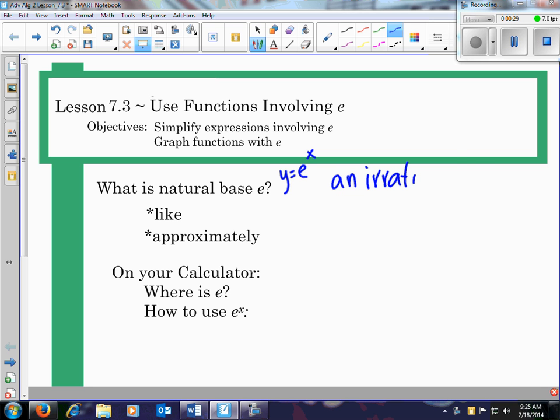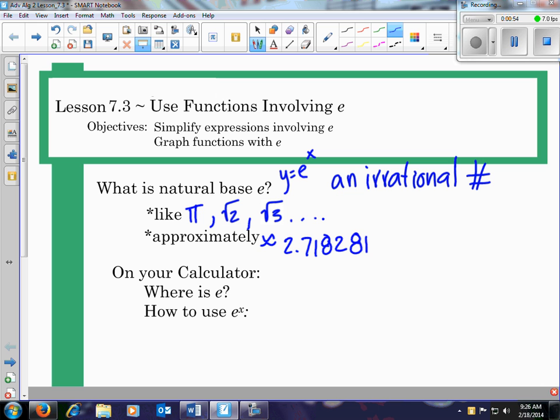Now, irrational means a number that looks something like pi, or square root 2, or square root 3, and so on. It is a number, or a letter, that has a numerical value. Now, this value is approximately 2.7182818828, and so on. Now, it's just like pi. Pi is 3.14, and it keeps going forever and ever. This is your value for e.